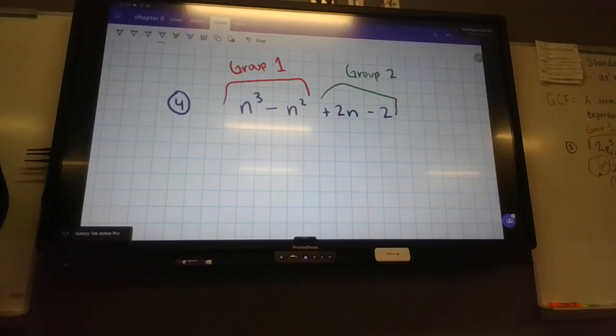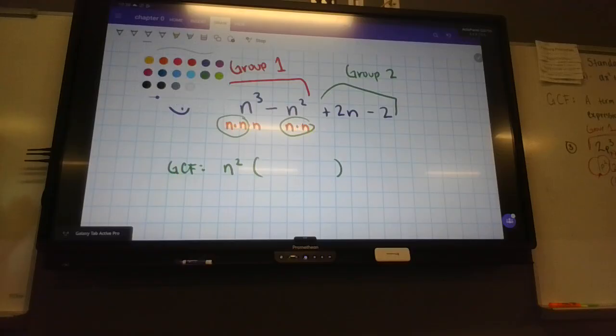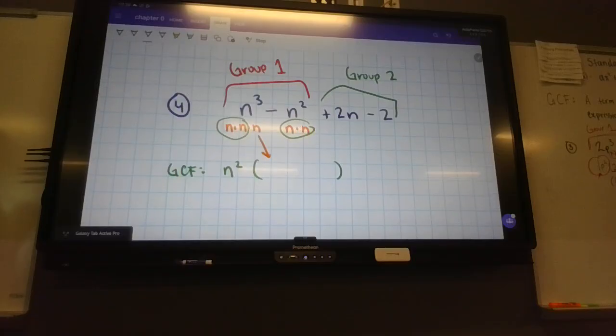And in group 1, I have n times n times n minus n times n. So the greatest common factor, they have at least 2 n's in common. So my GCF would be n times n, which is n squared. And what's left over? I have an n here. I still have a minus sign.